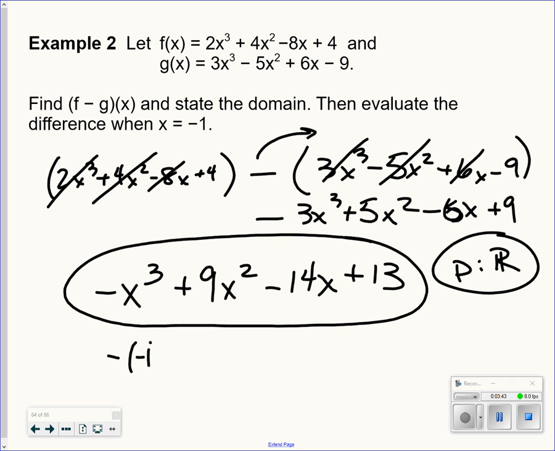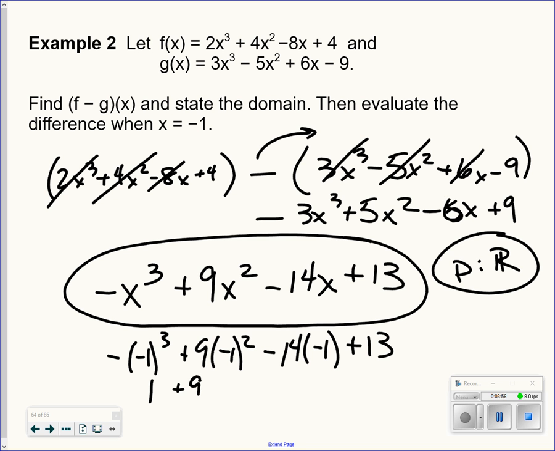So now they want me to put -1 in for all the x's. So if I put -1 in for all the x's, I end up getting 1 plus 9 plus 14 plus 13. So -1 cubed is -1, and there's a negative already on the outside. So 20 would be 37 would be evaluated.